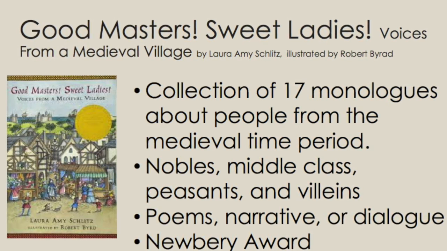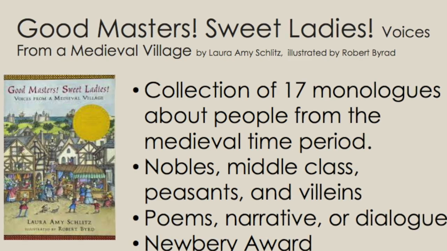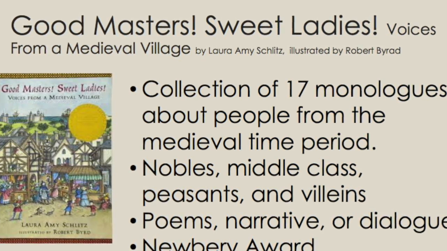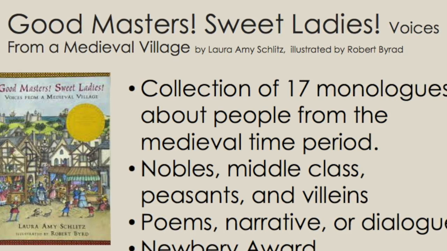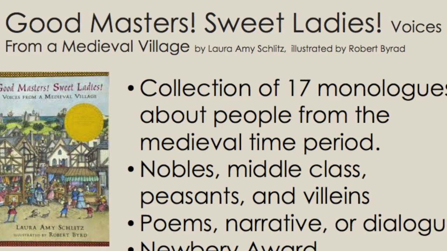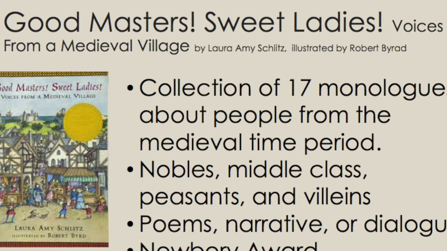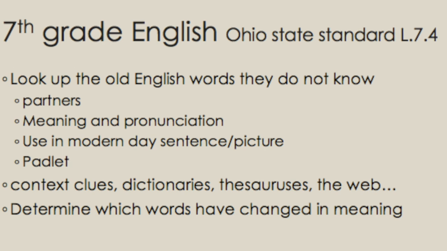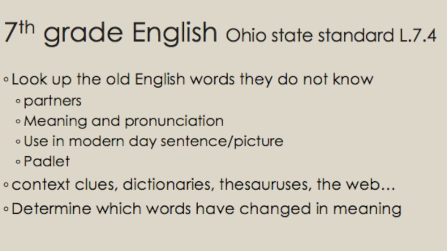A villain is a peasant who could be bought and sold like a slave, and their house, family, and labor all belong to the lord of the manor. The monologues are poems, short narratives, and dialogues. The reason I chose this as my feature text is because it brings to life the struggles from the medieval time period.